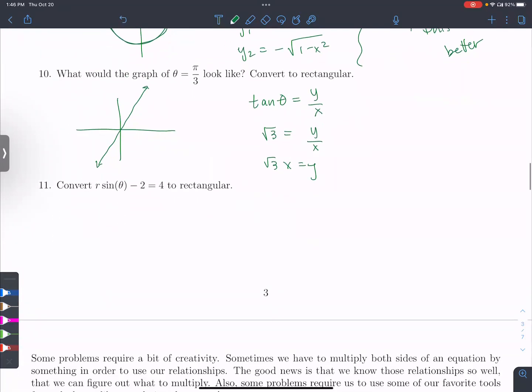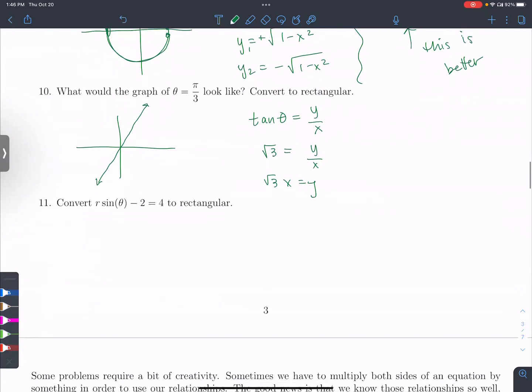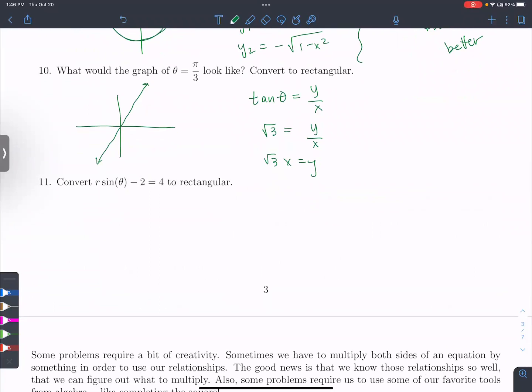Okay. Converting equations to rectangular, you're basically just looking for the substitution. So r sine theta is y. So you're looking at y minus 2 equals 4. So y equals 6.